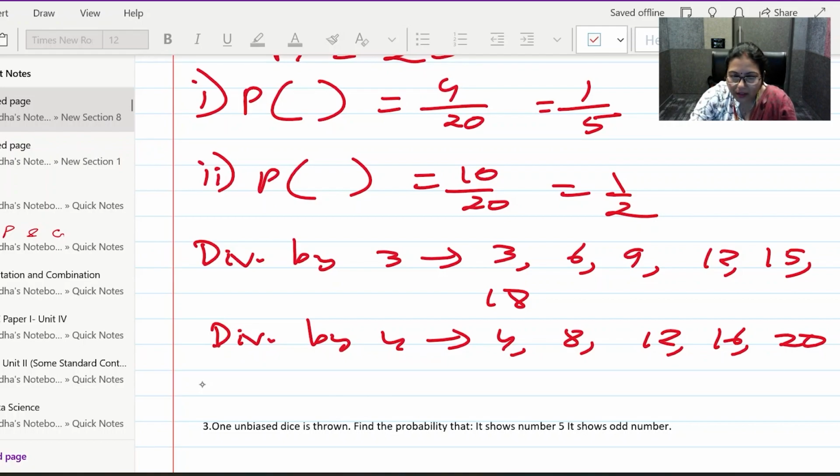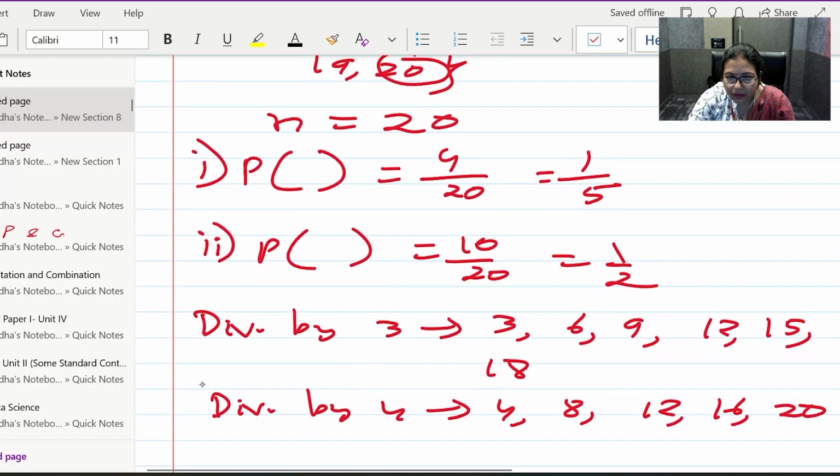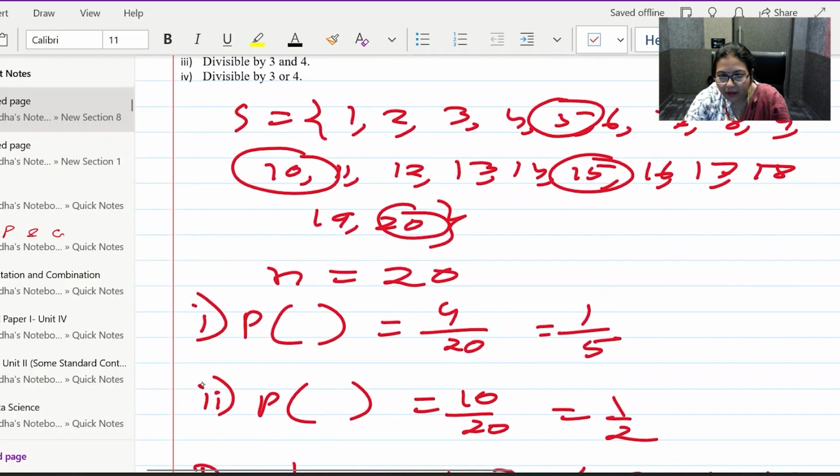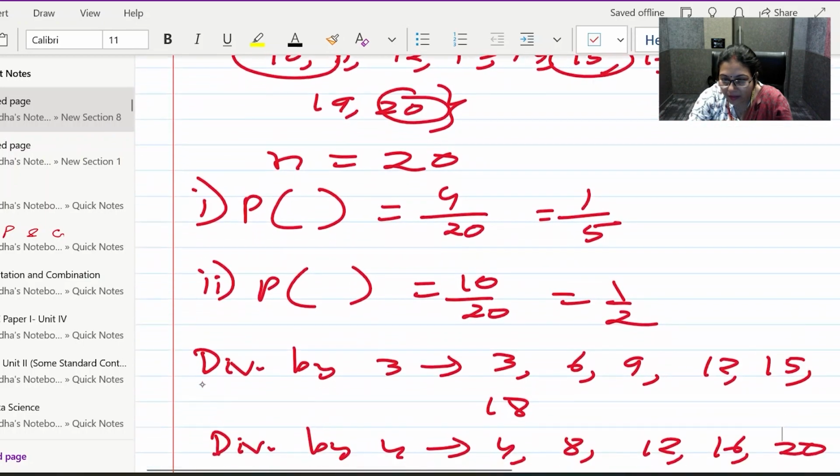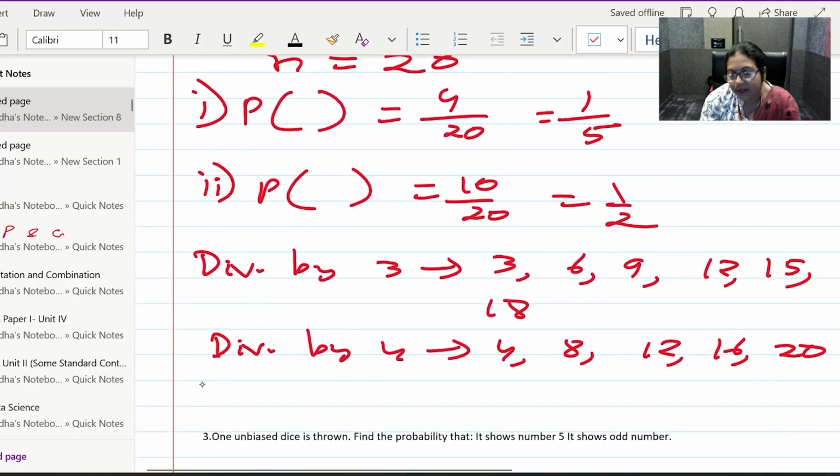So the third question, let me just check. Third and fourth both will do together. Divisible by 3 and 4 both. And the fourth is divisible by 3 or 4. So which are the numbers? Are you getting any common numbers which is divisible by 3 and 4?